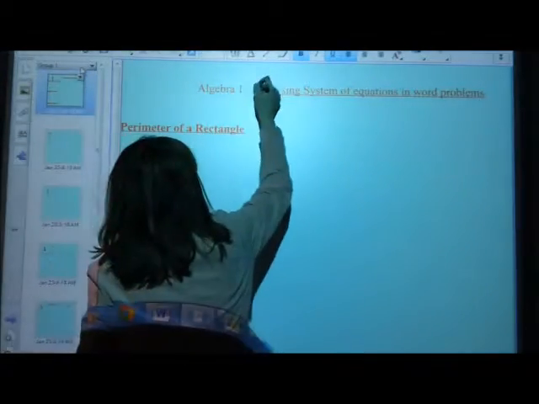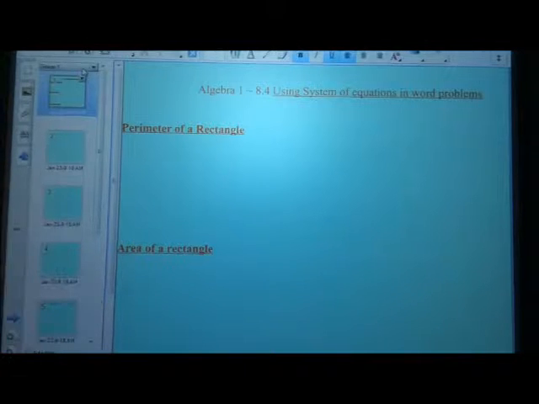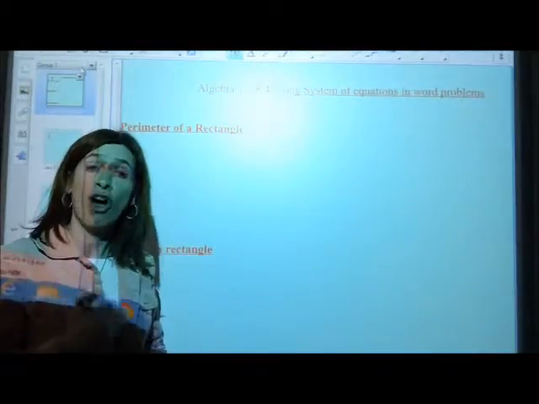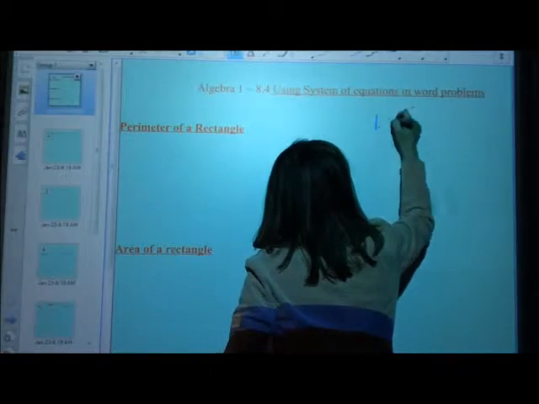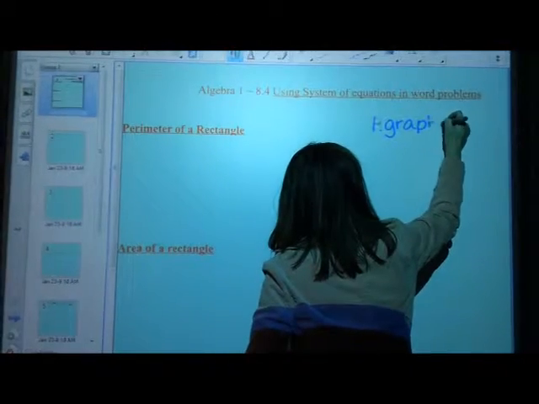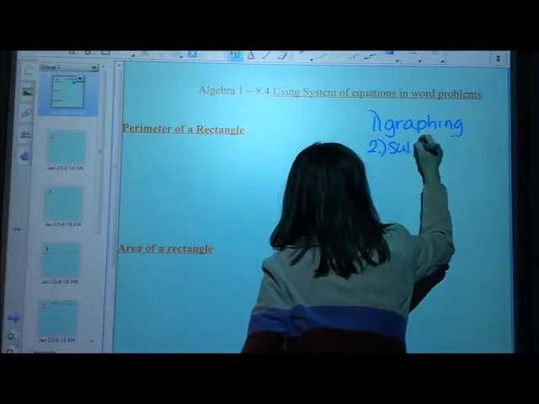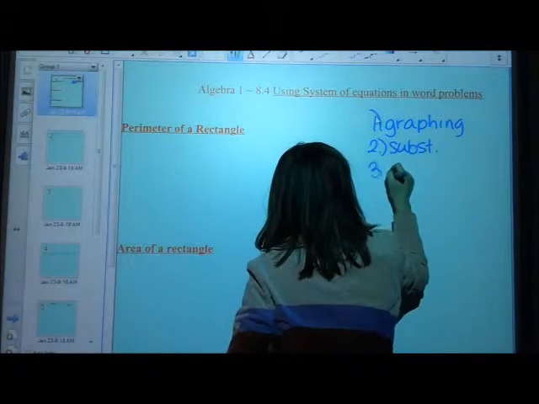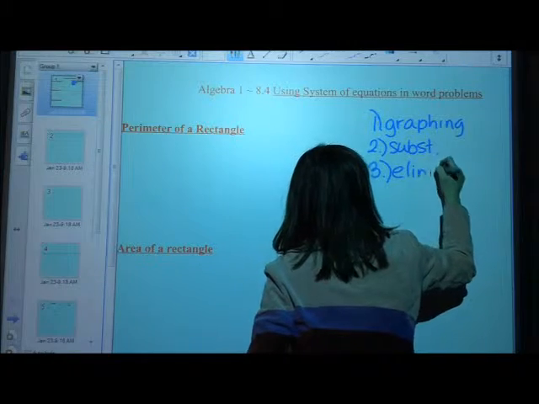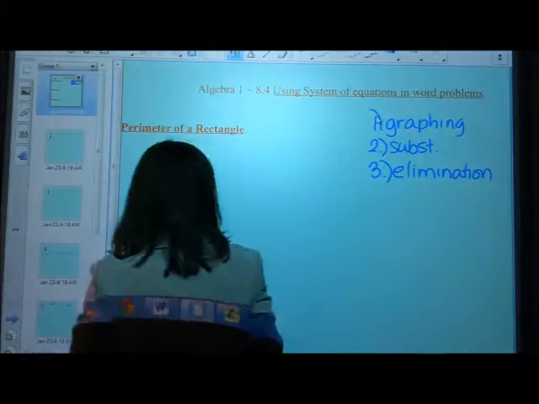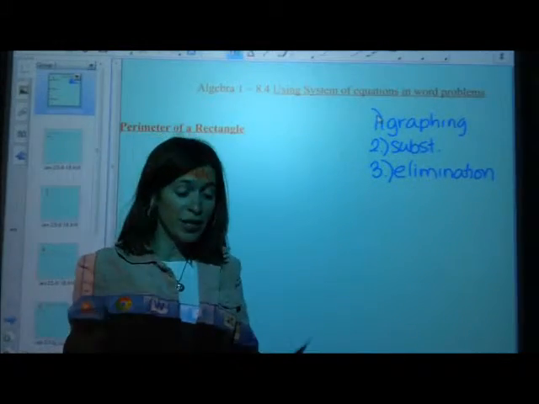So we've been working on systems of equations, right? And systems of equations are when we have two equations with two unique variables, two different variables in them. And the three ways that we could solve a system was by graphing, by using the substitution method, or by using what we called elimination or linear combination, okay? And so a couple of things though when we get started on word problems we need to remember.